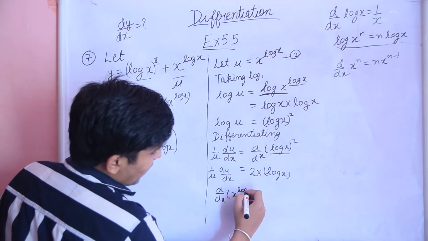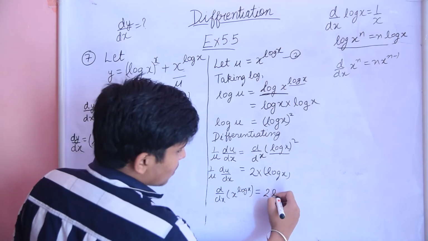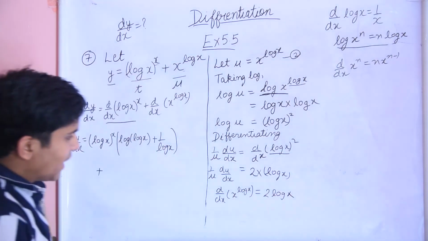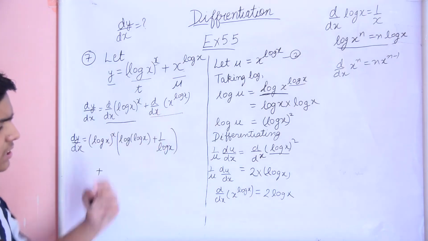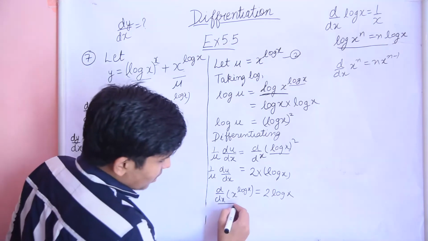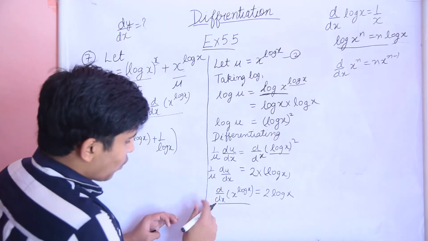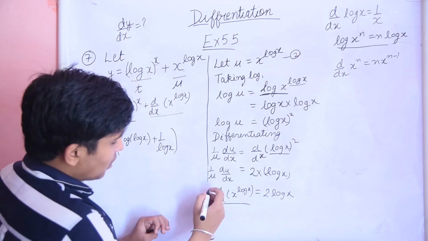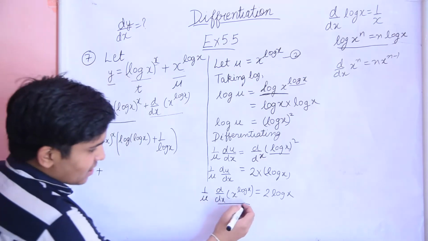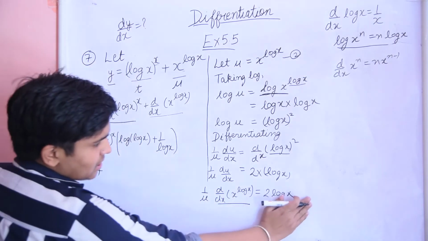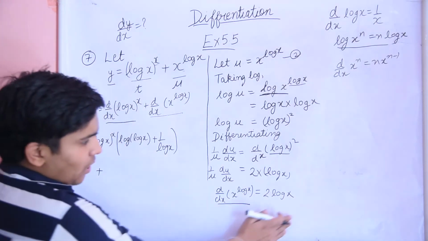x raised to log x equals 2 log x. And as you already see, we have to find here d by dx of x raised to log x. So we have this term in our LHS, but along with this term we also have 1 upon u here. So for finding this term we would multiply this in the RHS, meaning we would shift 1 upon u to the RHS.